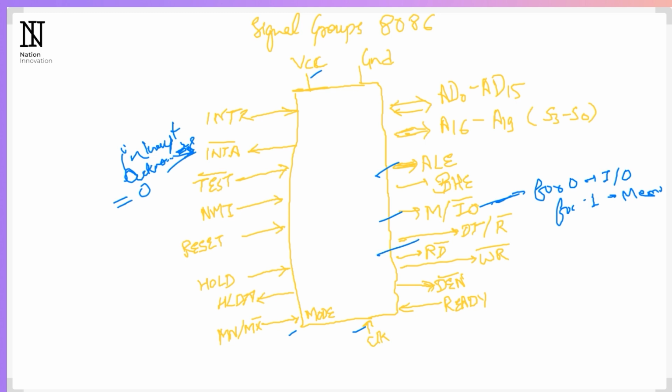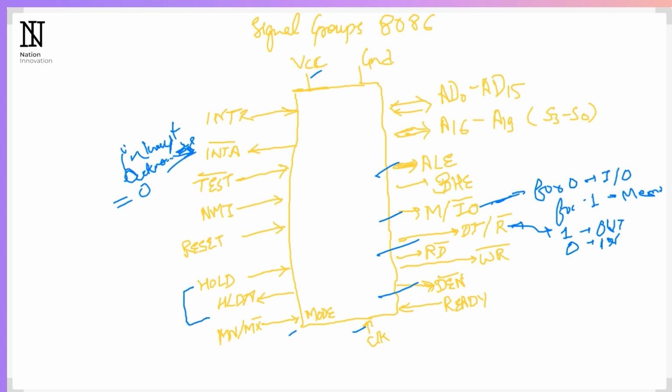Then we have DT/R, data transmit receive. This output is used to decide the direction of data flow through the transceivers, that is, bidirectional buffers. When the processor sends out data, the signal is high. That means this is high for out data and low for in data. Then we have DEN, data enable. This signal indicates the availability of valid data over the address data lines. It is used to enable the transceivers to separate the data from the multiplexed address and data signal.